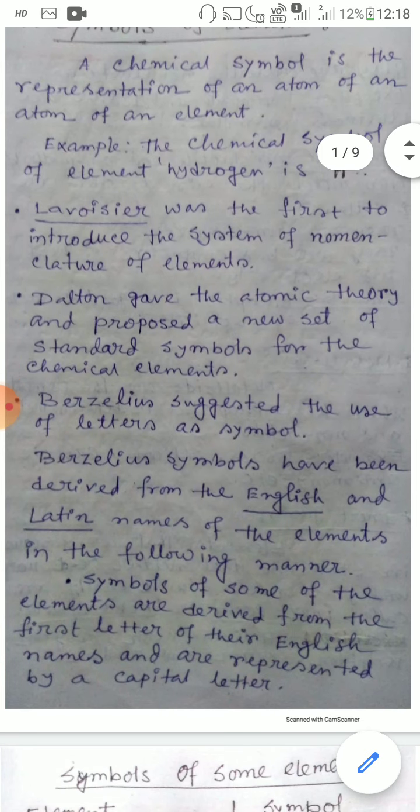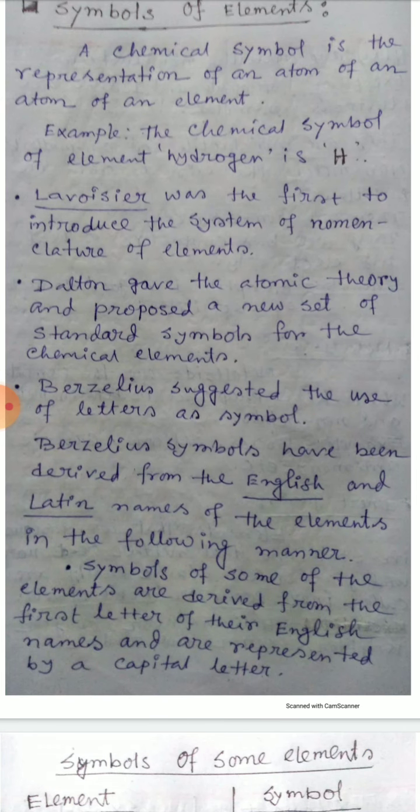Many scientists were trying to represent the elements in terms of symbols. Among them, Lavoisier, Dalton and Berzelius are important. Lavoisier was the first scientist who introduced the system of nomenclature of elements. Later, Dalton gave the atomic theory and proposed a new set of standard symbols for the chemical elements. And later, Berzelius suggested the use of letters as symbols. Berzelius' symbols have been derived from the English and Latin names of the element in the following manner.